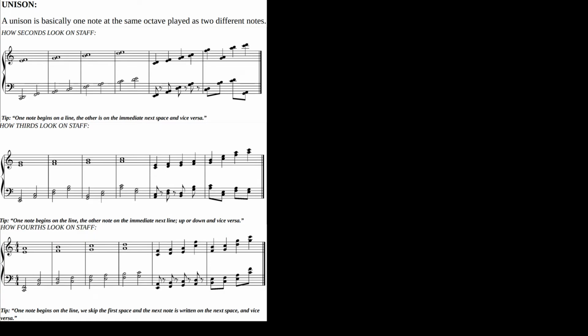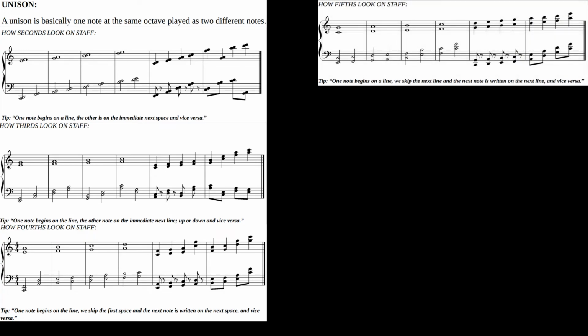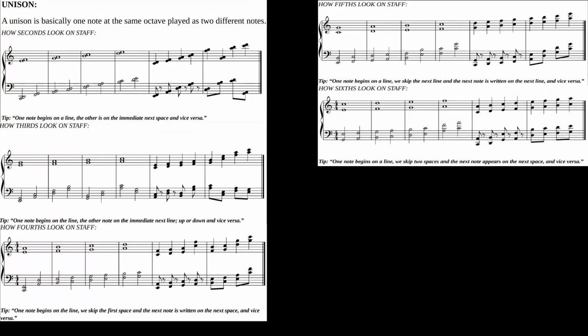A fifth is similar to a third in that it's line to line or space to space, but again, the gap is 2 lines up from line to line, or 2 spaces up from space to space. A sixth is again like a fourth or a second, line to space or space to line, but we're going to move from one line 3 spaces up or down, or from one space 3 lines up or down.